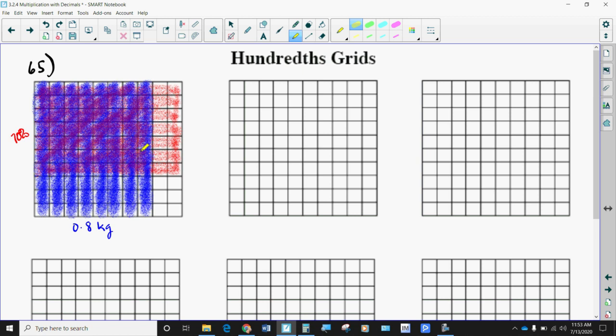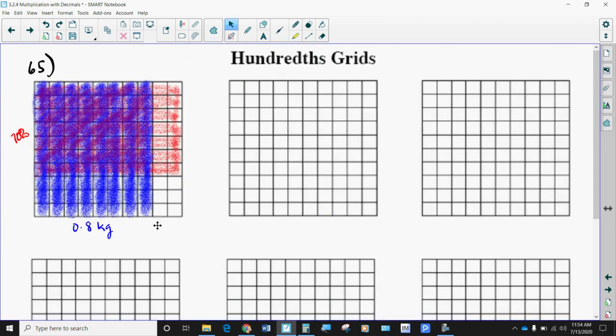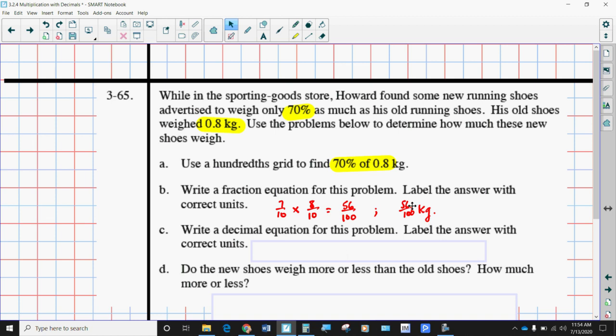And then what region has been doubly shaded in? Looks like, what are the dimensions? 1, 2, 3, 4, 5, 6, 7, 8 by 1, 2, 3, 4, 5, 6, 7. 8 times 7 is 56. So what do we have for our answer here? 7 tenths times 8 tenths is equal to 56 hundredths, right? Hundredths is our denominator because 56 out of the total 100 have been shaded in. So that would be 56 hundredths kilograms.